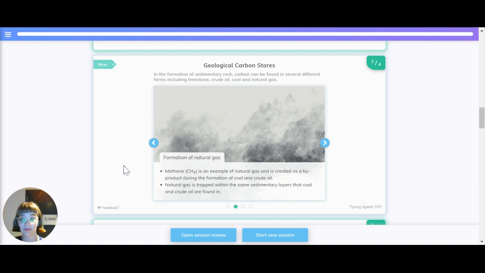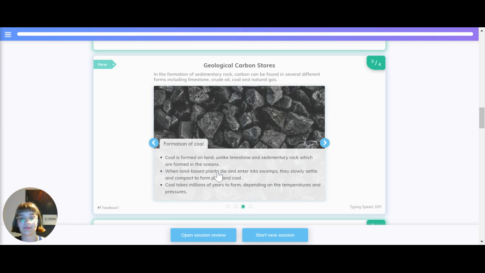Formation of natural gas. Methane, otherwise known as CH4, is an example of natural gas and is created as a byproduct during the formation of coal and crude oil. Natural gas is trapped in the same sedimentary layers of coal and around them.